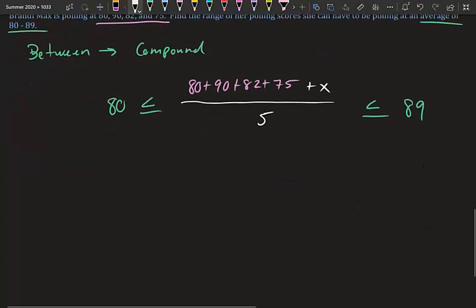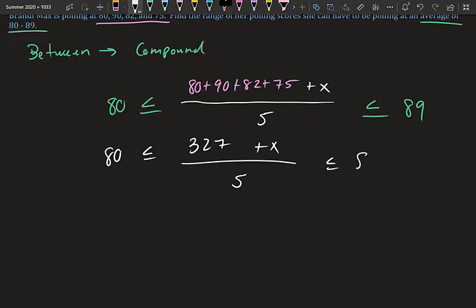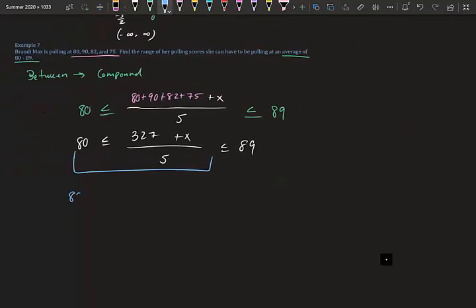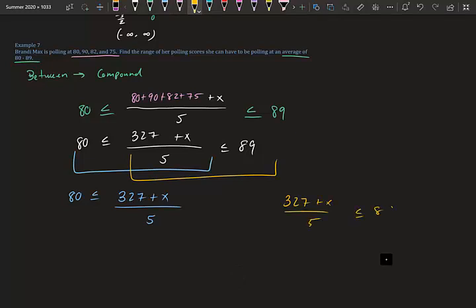So let's add all our like terms. We have 80 is less than or equal to 80 plus 90 plus 82 plus 75, which is 327, plus x, over 5, is less than or equal to 89. All right, now we need to separate it. So for our first one, our left side, we have 80 is less than or equal to 327 plus x over 5. And then our second one is 327 plus x over 5 is less than or equal to 89.